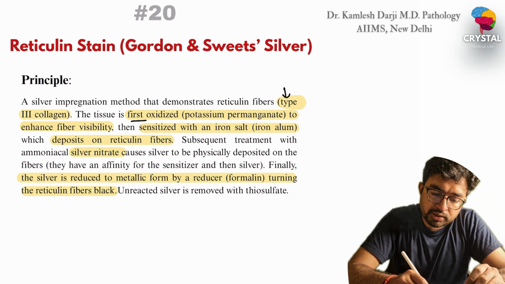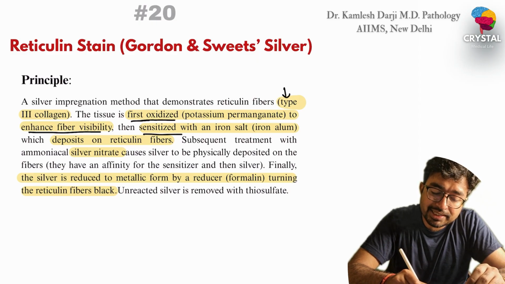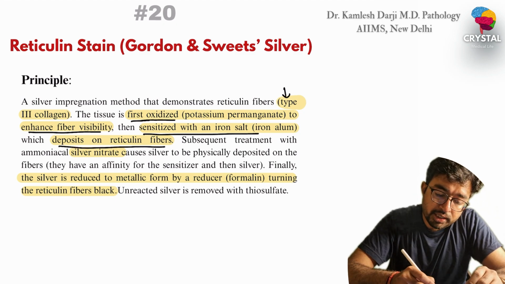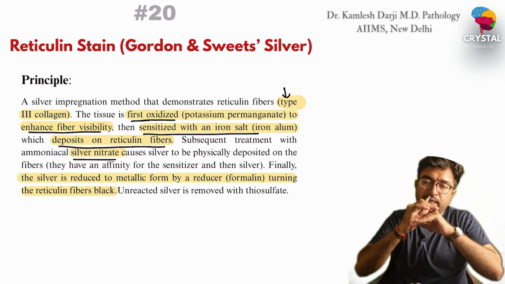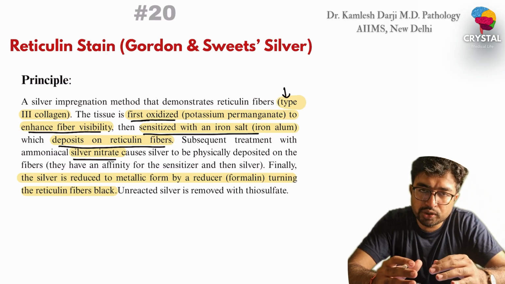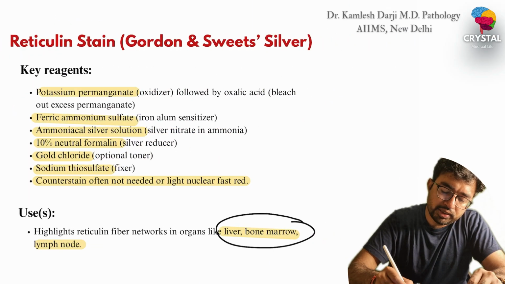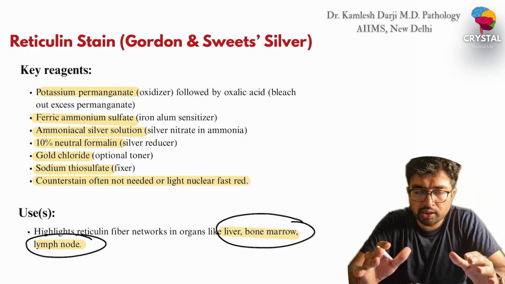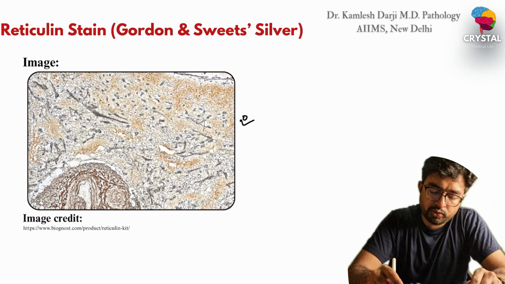First, the tissue is oxidized by potassium permanganate to enhance the fiber visibility, then sensitized with the iron salt, which deposits on reticulin fiber, and subsequent treatment with silver nitrate. Then we apply the formalin, and it will reduce the silver and make the black colored fibers. So it is used in liver, bone marrow, and lymph node biopsy to see the reticulin meshwork. So this is how the reticulin stain looks like.